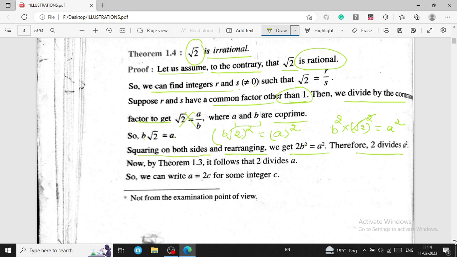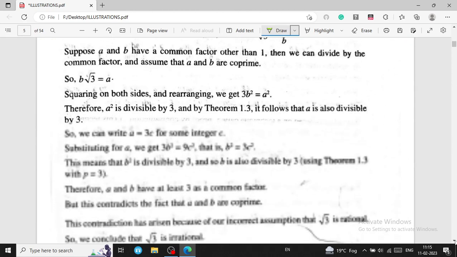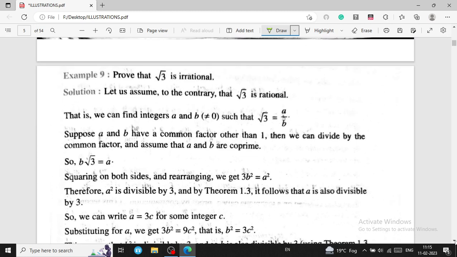Therefore, now after this you will bring this 2 to the right side in the denominator like this. So we will write here 2 divides A square. Now according to the previous theorem, which follows that 2 divides A, we can say that A is equal to 2C for some integer C.